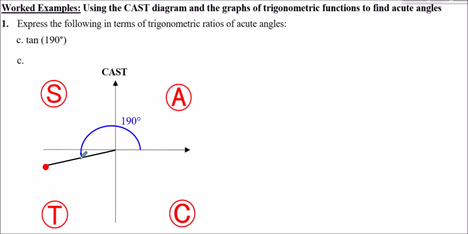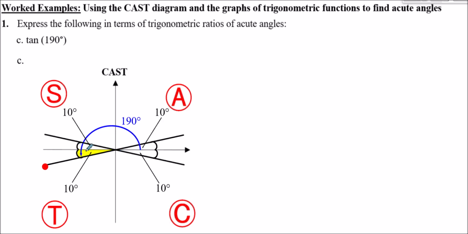If this is 190, that can be considered as 180 plus an extra 10. In other words, this acute angle must be 10 degrees. So label this on, and then extend it so that this 10 degree angle is repeated across all four quadrants. Just a good habit to get into. And so down here in this quadrant, tan 190 is going to relate to tan of 10 degrees in some way or other. The only question is, the tan function in this quadrant we've identified it as being in, is it going to be a positive value or a negative value?